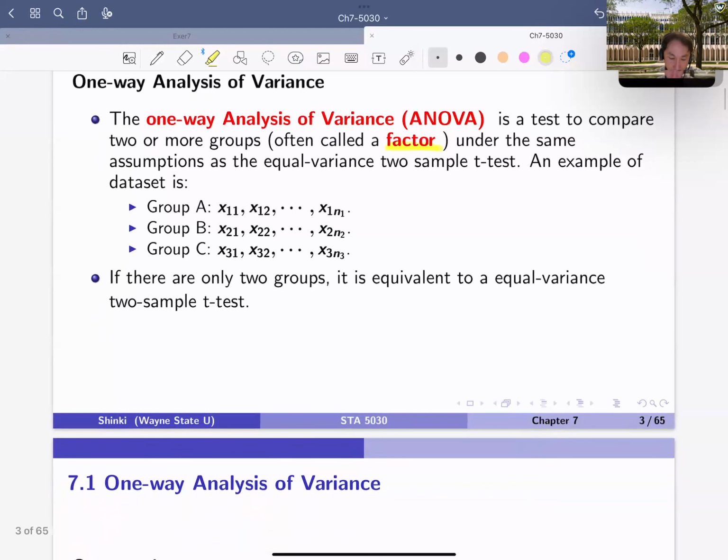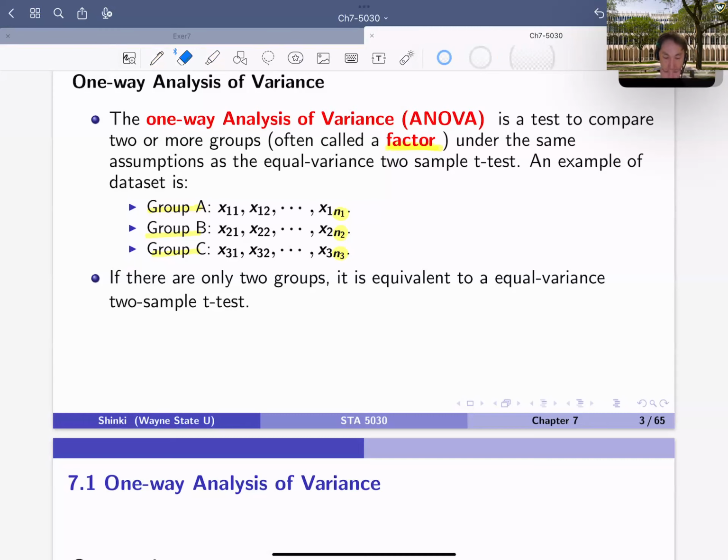And the assumption is like this. We have group A, group B, and group C, and they have some observations. Different groups may have different numbers of observations. From group A, we have n sub 1 observations, from group B, n sub 2 observations, and from group C, n sub 3 observations. So maybe 3 observations from here, 5 from here, and 7 from here, something like that.